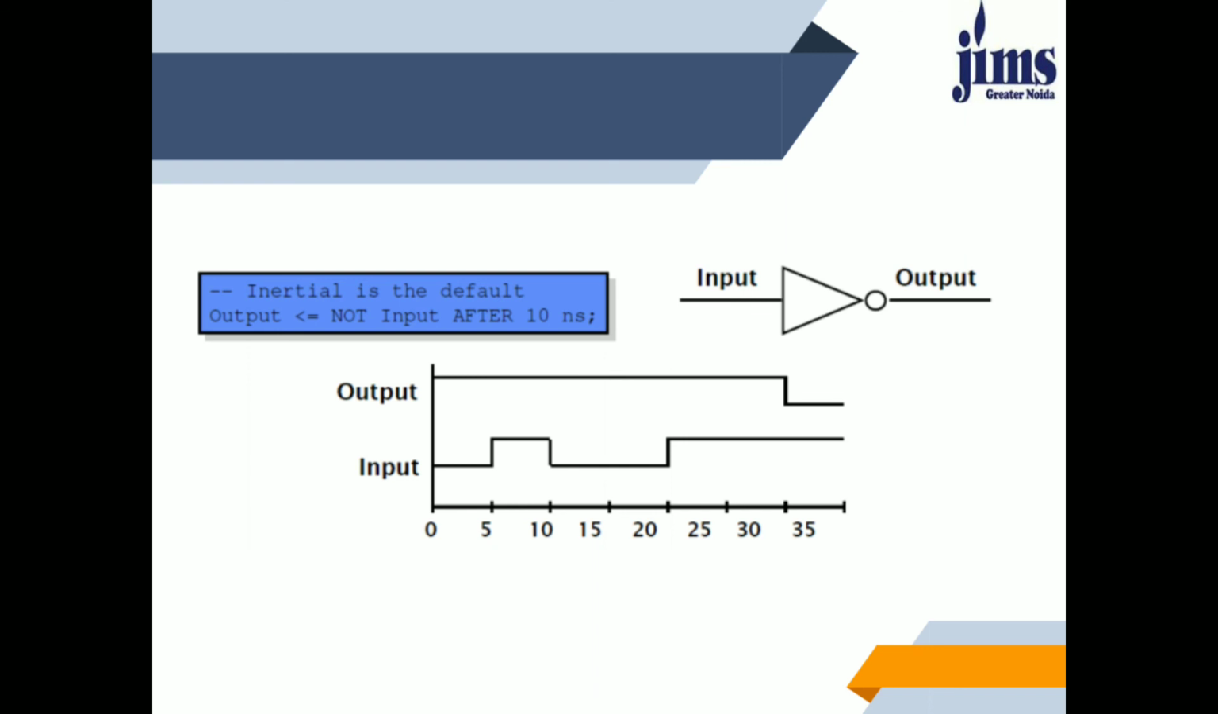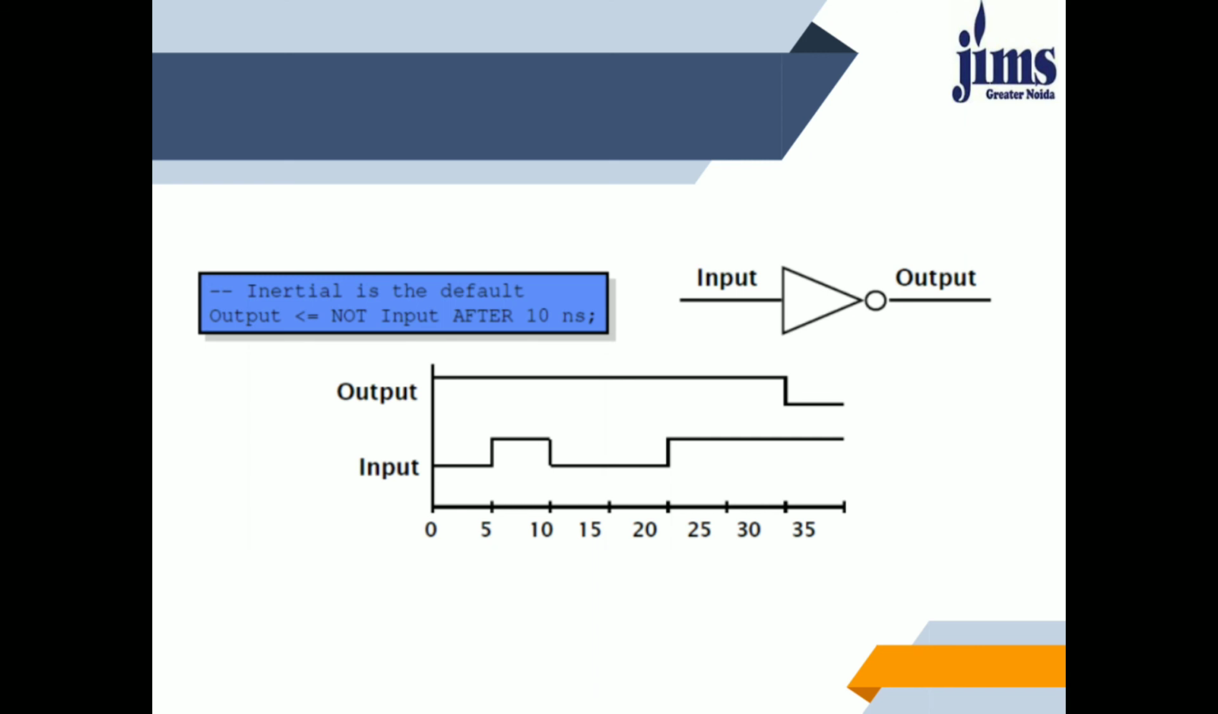For this, the syntax is: signal object assigned a value, reject pulse rejection limit, where we need to define the pulse rejection limit in, say, 10 microseconds or 3 microseconds. Then inertial expression, then we write after this much inertial delay, and the value. If we look into this example, it will look simple.